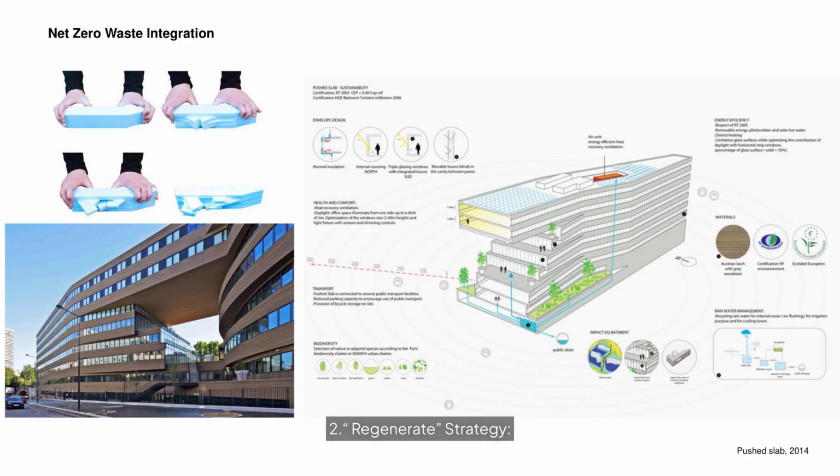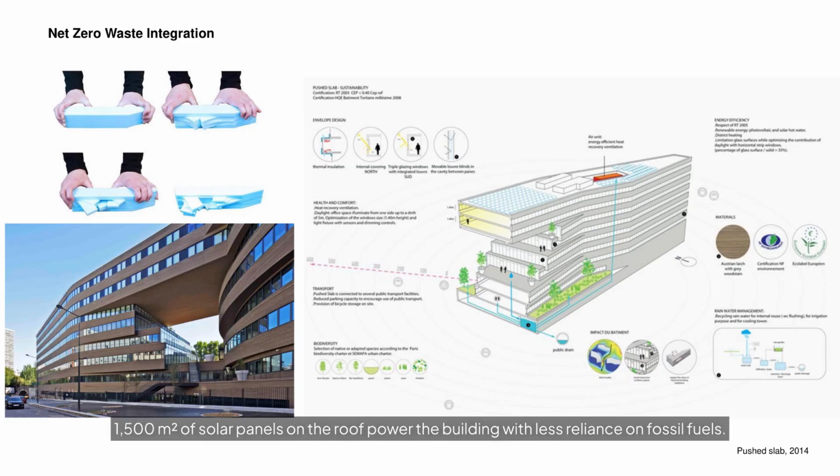2. Regenerate strategy. The building also incorporates sophisticated systems that align with zero-waste goals. 1,500 square meters of solar panels on the roof power the building with less reliance on fossil fuels. A grey water recycling loop dramatically reduces freshwater waste. For net zero energy design, Pushed Slab was the first building completed in Paris's first eco-quarter, operating at just 25% of the typical office's energy use.